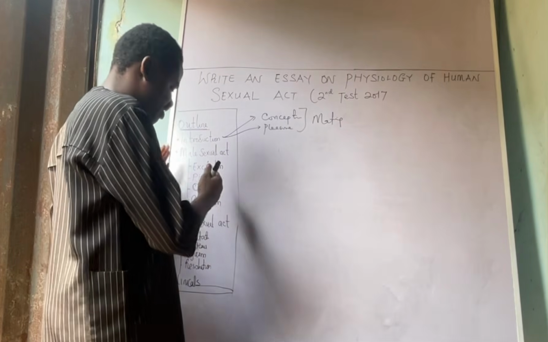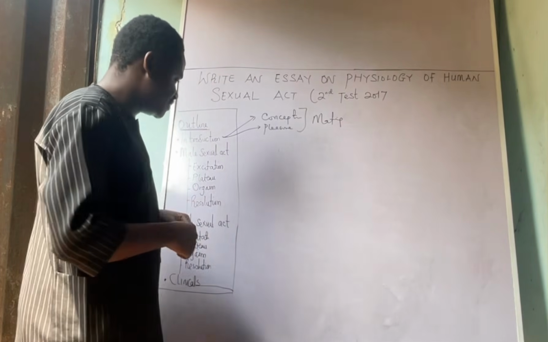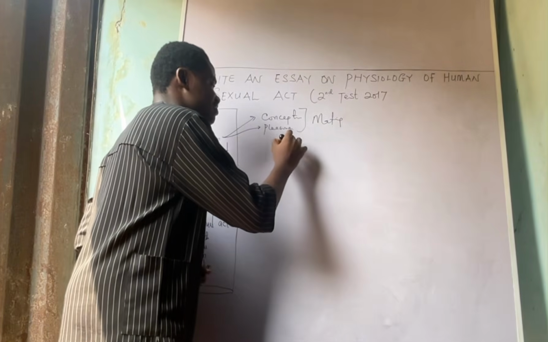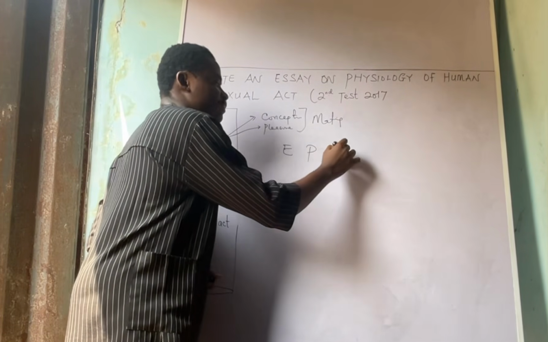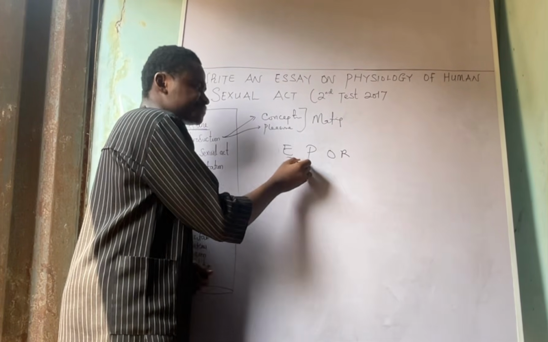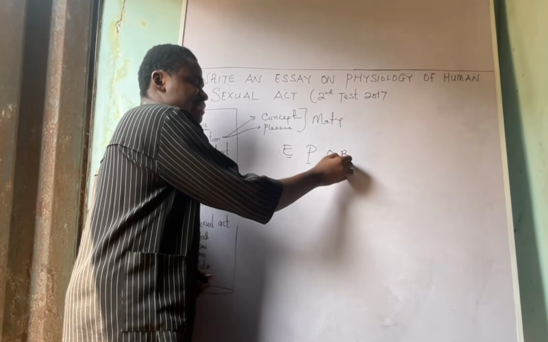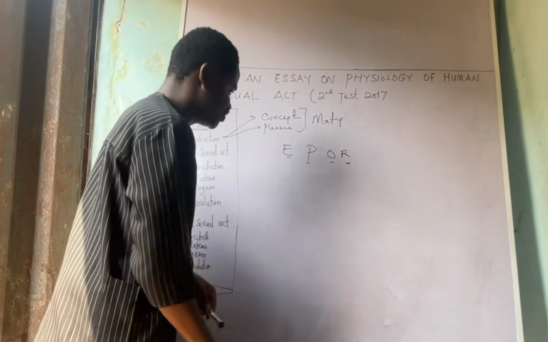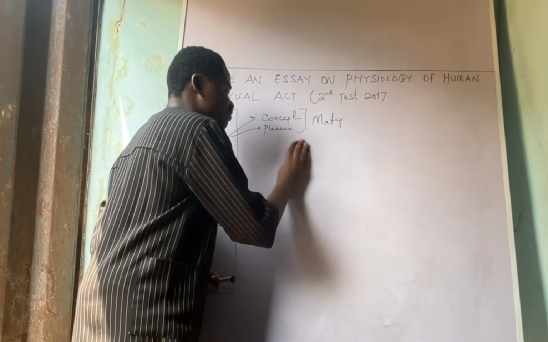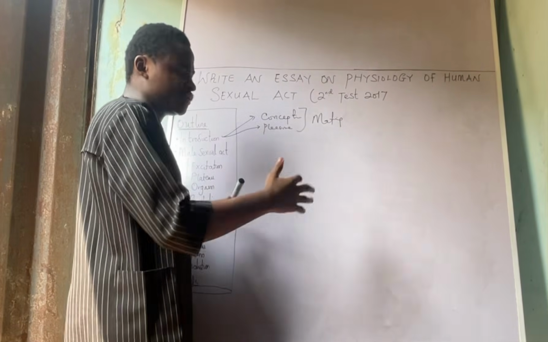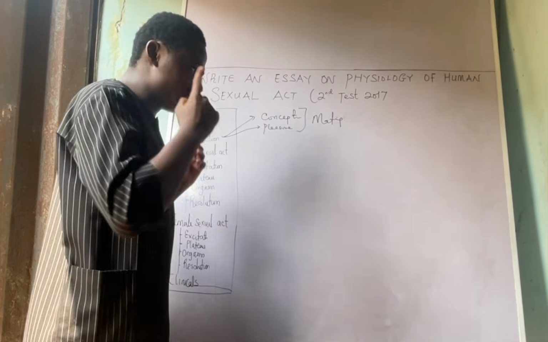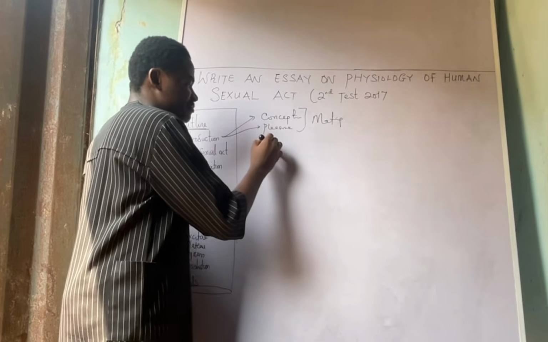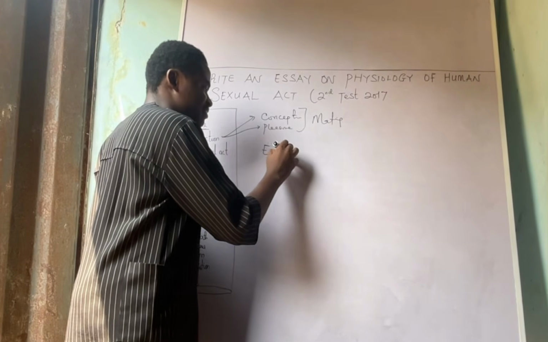Now, what about the difference? So I'll discuss the male sexual act, then discuss the female. The steps are remembered using EPOR, where E stands for excitation, P for plateau, O for orgasm, R for resolution. So what I would do is simply compare both of them together, so that it makes it easier for your remembrance. Now, for the male, let me begin with the male's excitation.